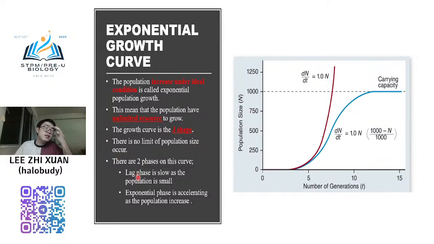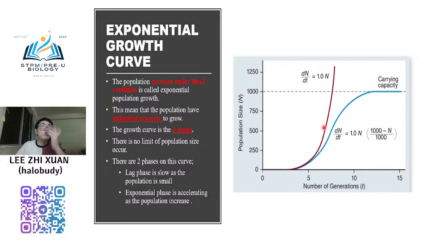So normally this curve can only contain two phases: either lag phase and exponential phase. The beginning is lag phase, and then it will continue to exponential phase. For this logistic curve, it will have lag phase and exponential phase, and then until it reaches the limit, the carrying capacity, meaning it has already achieved stationary phase.